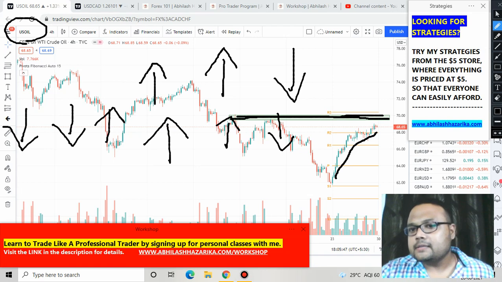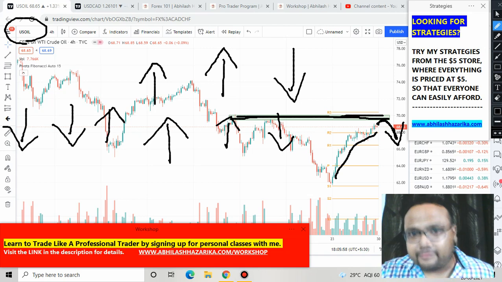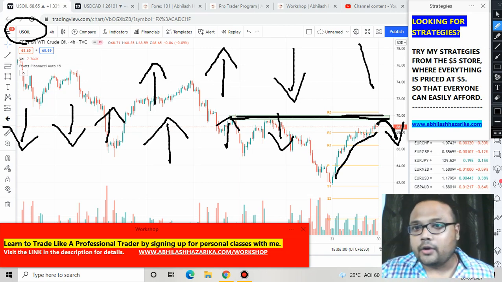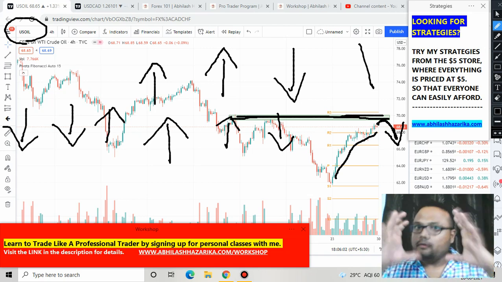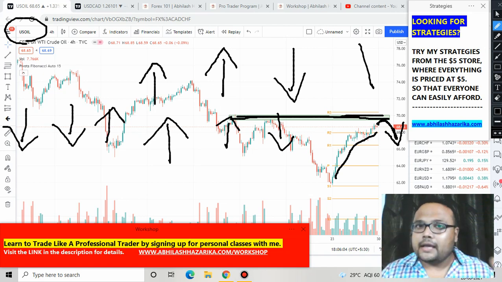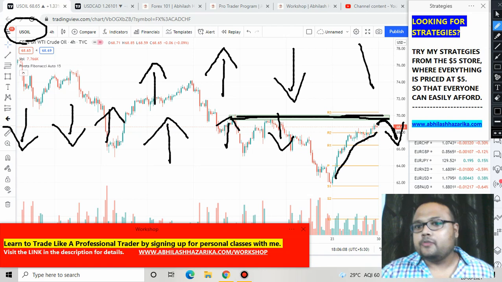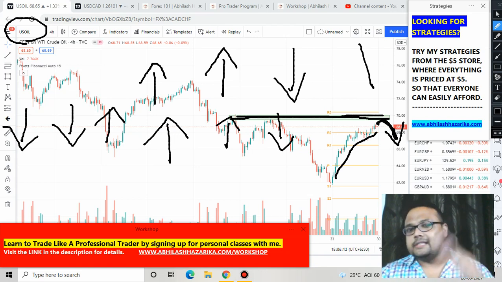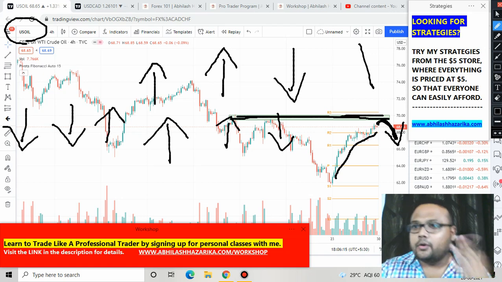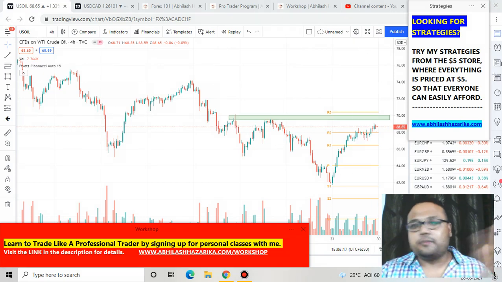So in case the market faces the resistance and goes down from here, listen to me carefully. In case the market reverses from here or goes down from here, then definitely USD CAD will be going up, because the Canadian dollar will also weaken along with the weakening crude oil. So if crude oil goes down from here, from the resistance, USD CAD will be going up. There is a possibility. Okay, these are all possibilities here.